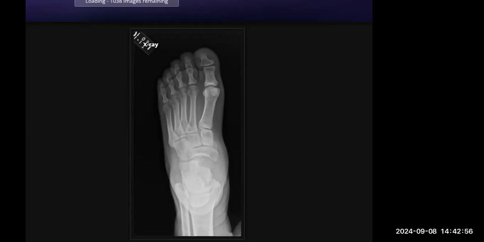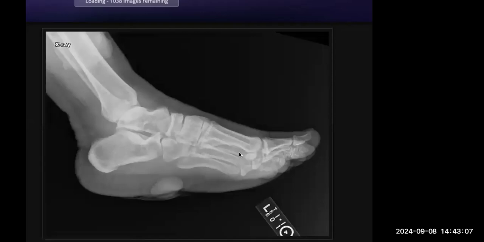Okay. Then I would like to evaluate it further. I would like to do an MRI or a lateral radiograph initially to look for any abnormality. I have a lateral radiograph for you.